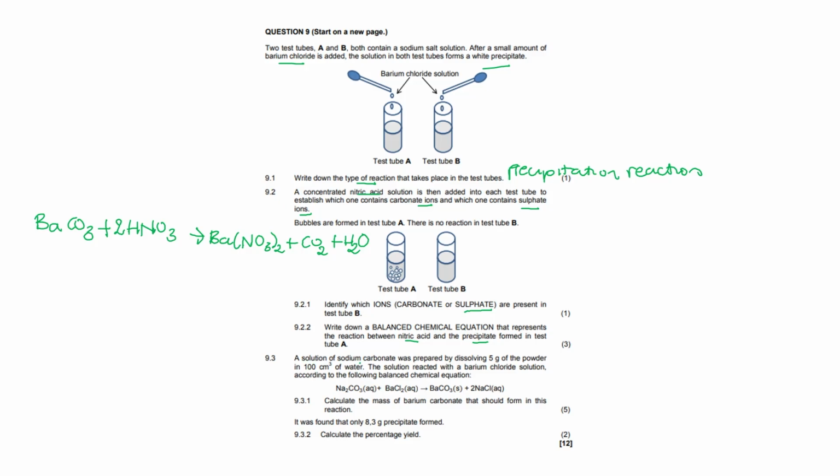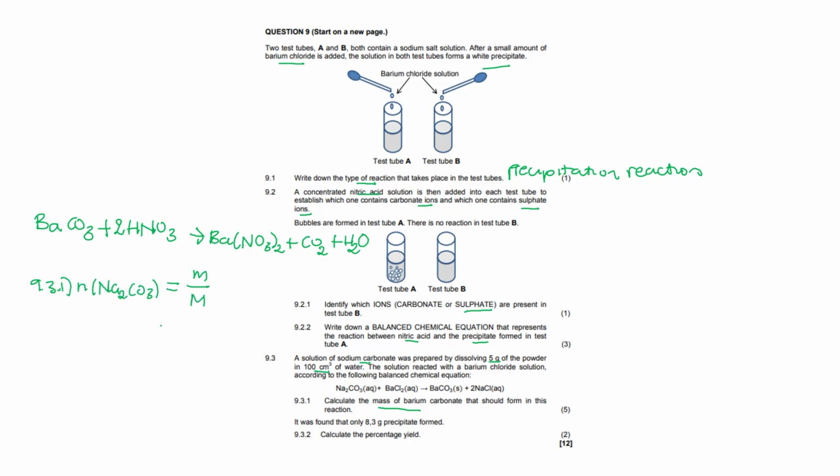9.3. A solution of sodium carbonate was prepared by dissolving 5 grams of powder in 100 centimeters cubed of water. The solution reacted with barium chloride solution according to the following balanced equation, right here at the bottom. Calculate the mass of barium carbonate that should form in this reaction. So we want the mass. So we obviously will then need the number of moles, the molecular mass to get the mass, right? So let's start by determining the number of moles of sodium carbonate.